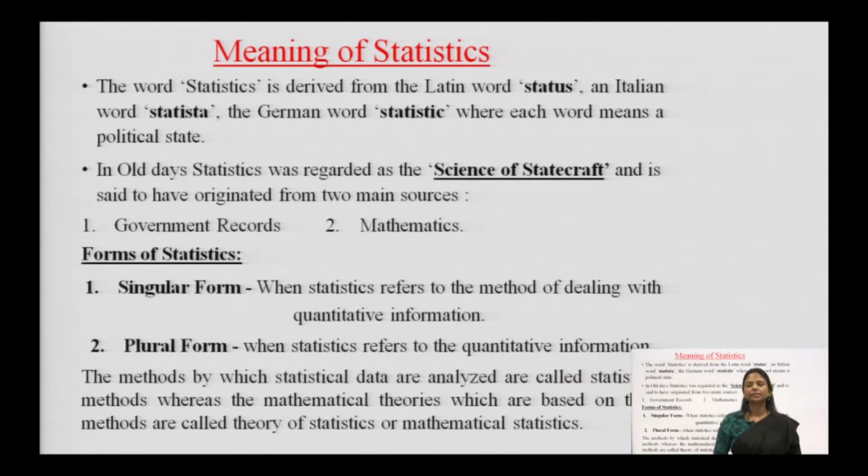The word statistics can be used in two different ways. One is the singular way, where singular means single use, whereas the second is the plural way, where plural means many. Singular form of statistics is used when statistics refers to a method of dealing with quantitative information, whereas plural form of statistics is used when statistics refers to quantitative information. The methods by which statistical data are analyzed or collected are called statistical methods, whereas mathematical theories which are based on these methods are called theory of statistics or mathematical statistics.